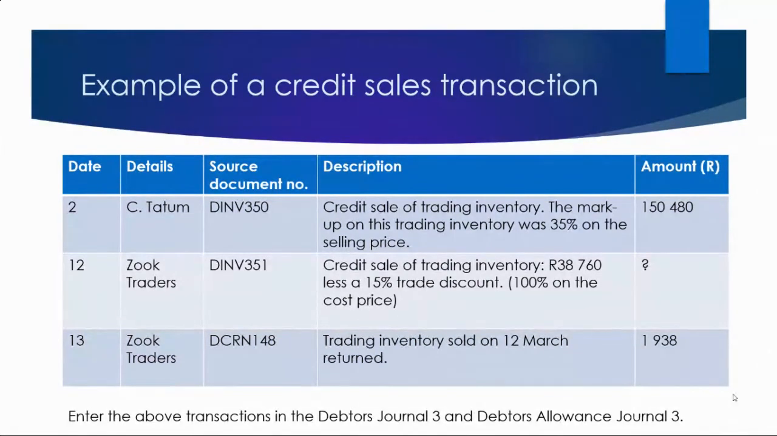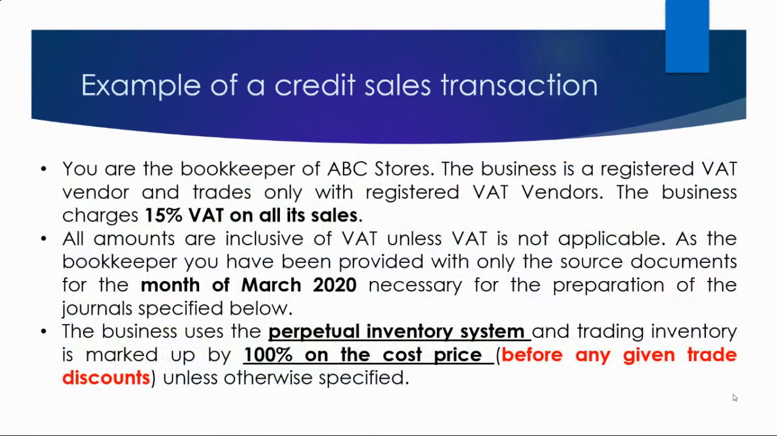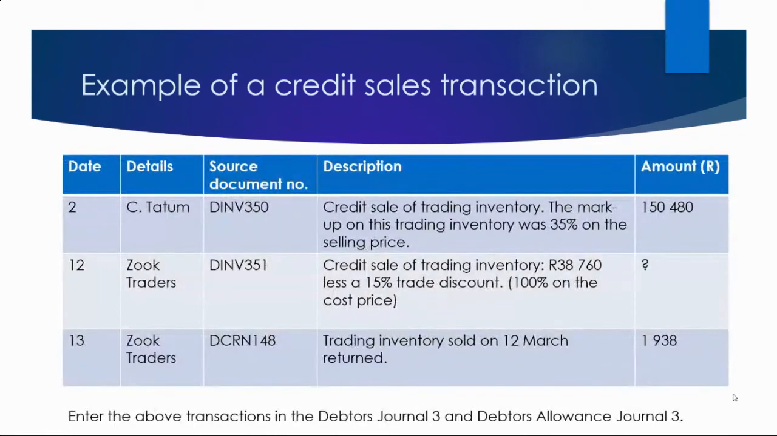Then the second one, we've got Zook Traders. We made a credit sale of trading inventory of 38,760 less 15% trade discount. With this one, when we work out the debtors amount, we have to take that trade discount into account. But remember the markup, let me just go to the previous slide. The markup is before any trade discounts are given. So we work out the markup before we even do the trade discount, otherwise you're not going to get to the correct cost of sales value.